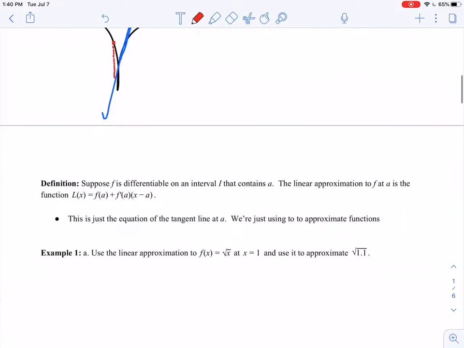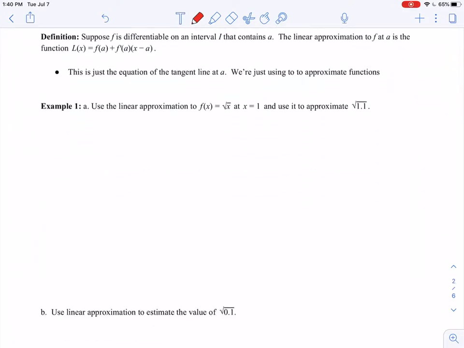So let's look at an example, and actually, before we do that, this is the formal definition of the linear approximation. It says the linear approximation to f at a point a is L of x equals, and then the formula. Sure, you could memorize that formula, or you could just say, you know what? That's just the equation of the tangent line at a. That is the equation of the tangent line to f of x at x equals a. That's all we're doing. We were doing that back in chapter 3. So we've been doing this for a good long time now. We're just going to be using this tangent line to help us approximate functions.